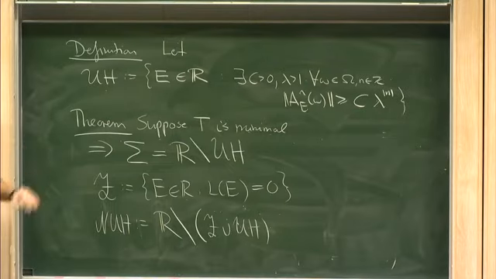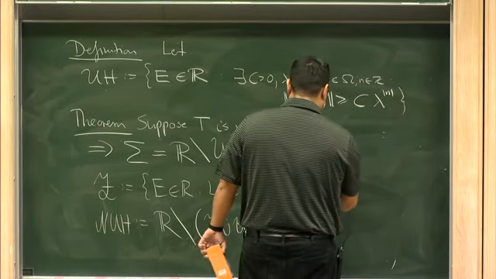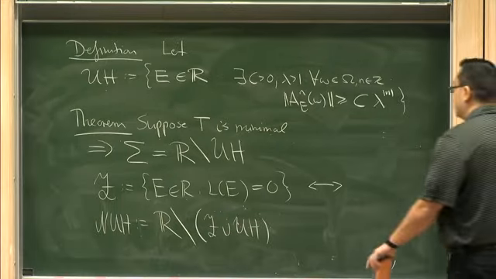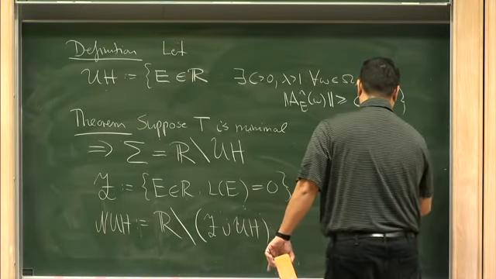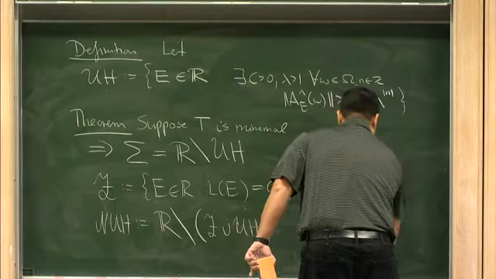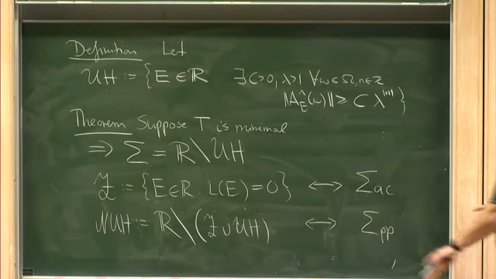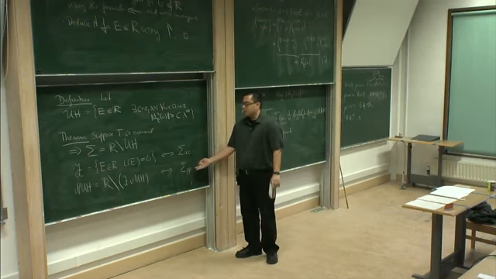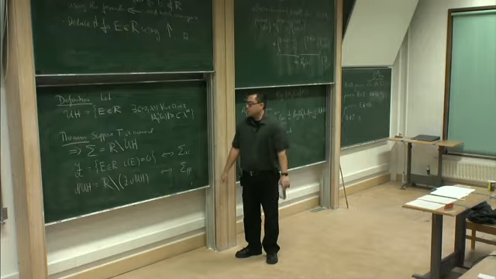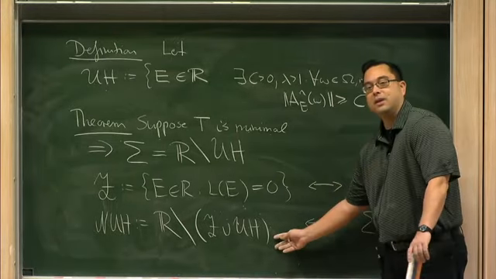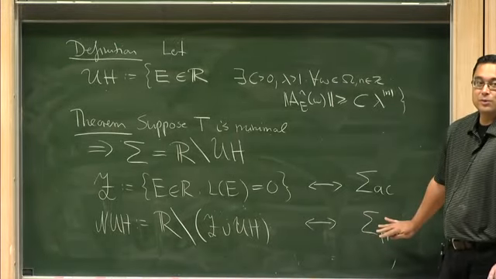And so here's the thing. This is to a certain extent wishful thinking, but it's at least a guideline. You try to identify or put in correspondence Z and sigma AC, and NUH with sigma PP. It's wishful thinking because in this expected, maybe generic or typical picture, sigma SC doesn't figure, and of course sometimes it's there. The truth of the matter is that you can have singular continuous spectrum both here and here. So in general, this just isn't true.